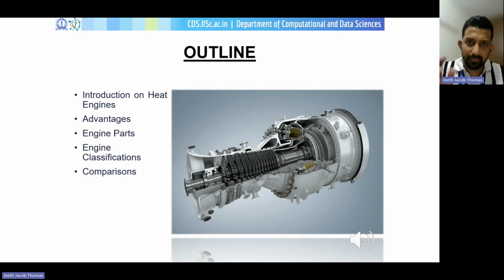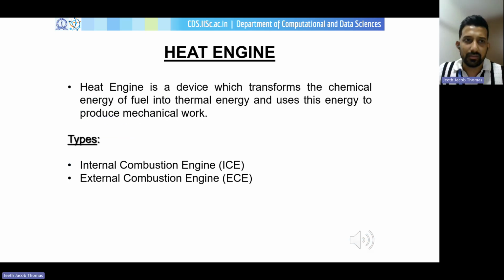Today, we'll look at what exactly is a heat engine. We'll look at advantages, we'll look at types, and then we'll look at what are the parts of an engine. And then the classifications, and you compare them so that you get a perspective as to what this piece of equipment is and how you appreciate the variants of this equipment that are available in the market today.